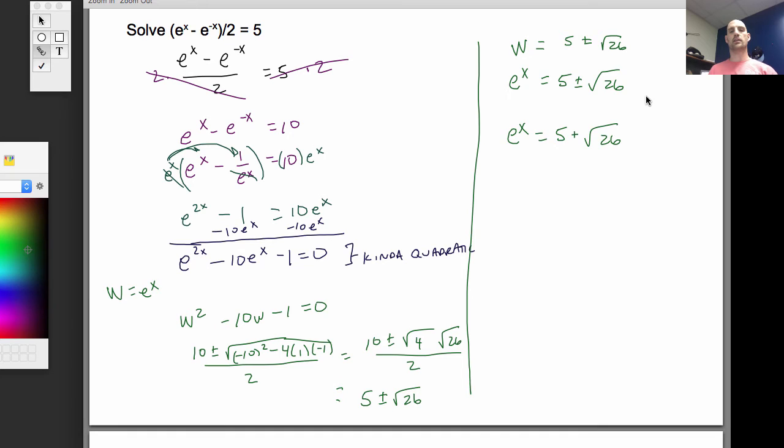Because I can't have the minus, because e to the x is not negative, so I can't do 5 minus. And so I've got e to the x is 5 plus square root 26. I'm just going to solve this one like I would any equation that has an e to the x. I'm going to take the natural log of both sides.